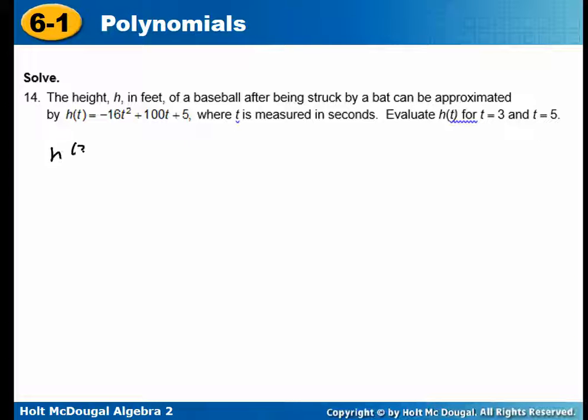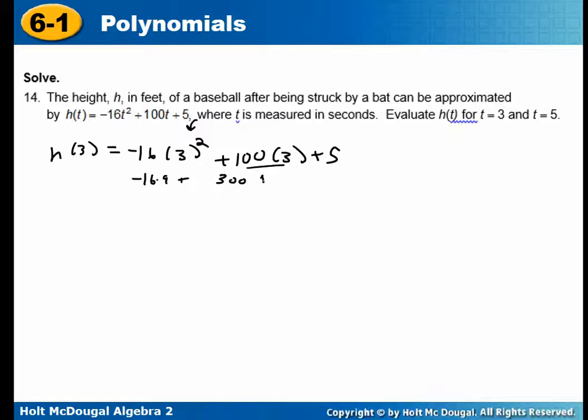So all you have to do is put 3 in everywhere that you see a t, and then simplify. Now don't forget your order of operations. You need to do your exponents first. So you'll get 9 there, and then multiply by the negative 16. So you'll have negative 16 times 9, plus 300, plus 5. Do this multiplication before you continue. And don't add the 300 plus 5 together. You have to add these two together, and then you'll add 5 to that answer. And you'll repeat this for when you have 5 for your t value.